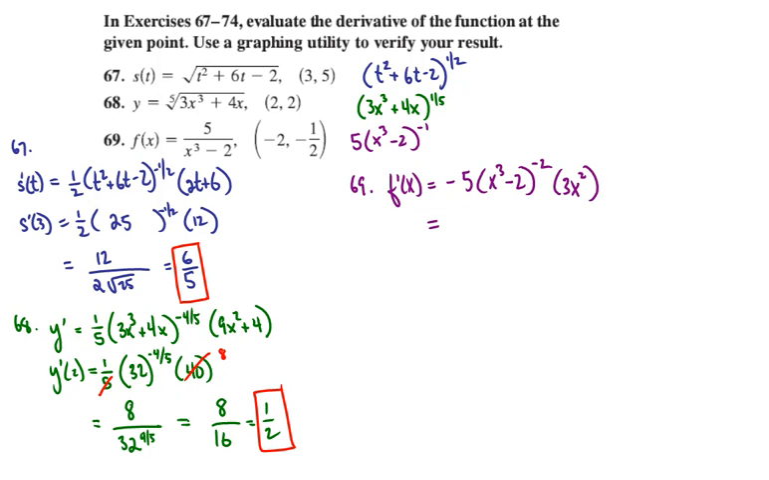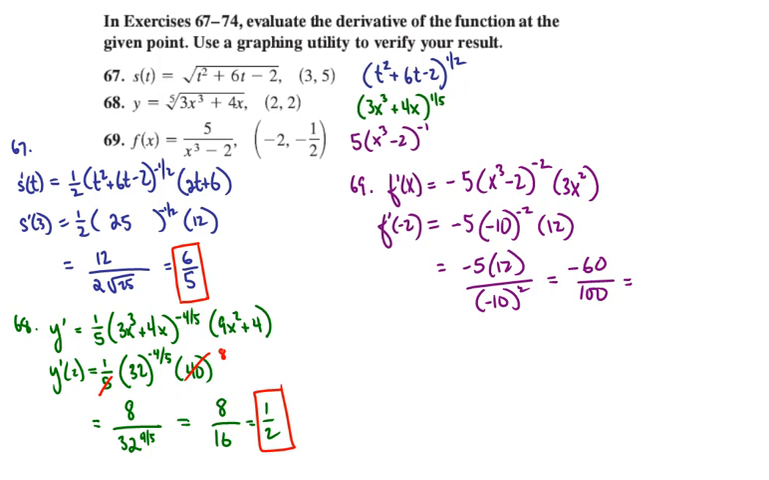f prime of negative 2, we have negative 5, then times negative 2 to the 3rd power is negative 8, and negative 8 minus 2 is negative 10, and that'll be raised to the negative 2nd power. And then 3 times negative 2 squared would be 3 times 4, or 12. Now because we have negative 10 to the negative 2nd power, we'll put that in the denominator, and that'll come out to be 100, and 5 times 12 is 60, or negative 3/5.